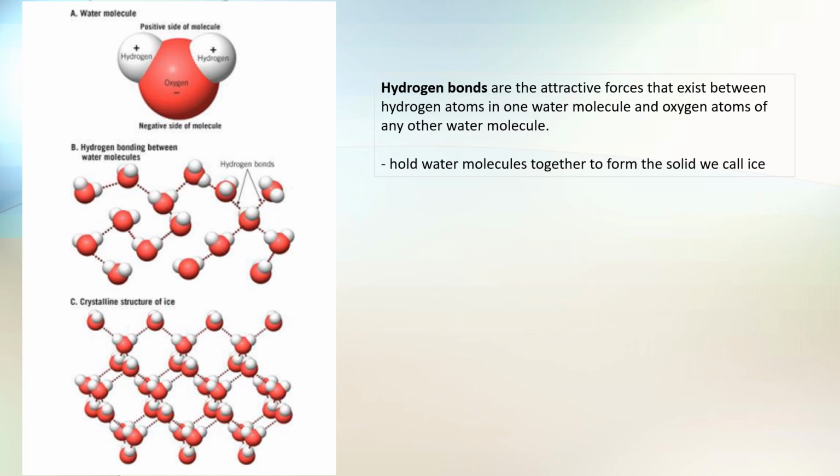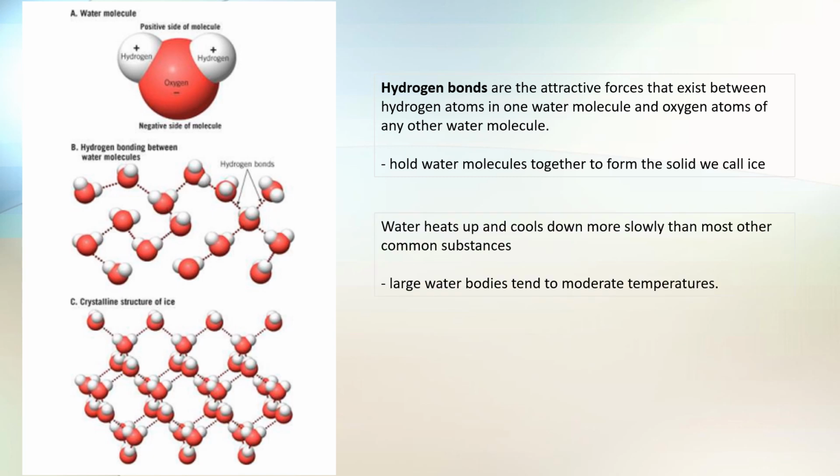And so, actually, water heats up and cools down more slowly than most other common substances because of these hydrogen bonds. And large water bodies tend to moderate temperature. Hydrogen bonds also have something to do with water's heat capacity. For example, when water is heated, some of the energy is used to break the hydrogen bonds rather than to increase the molecular motion.